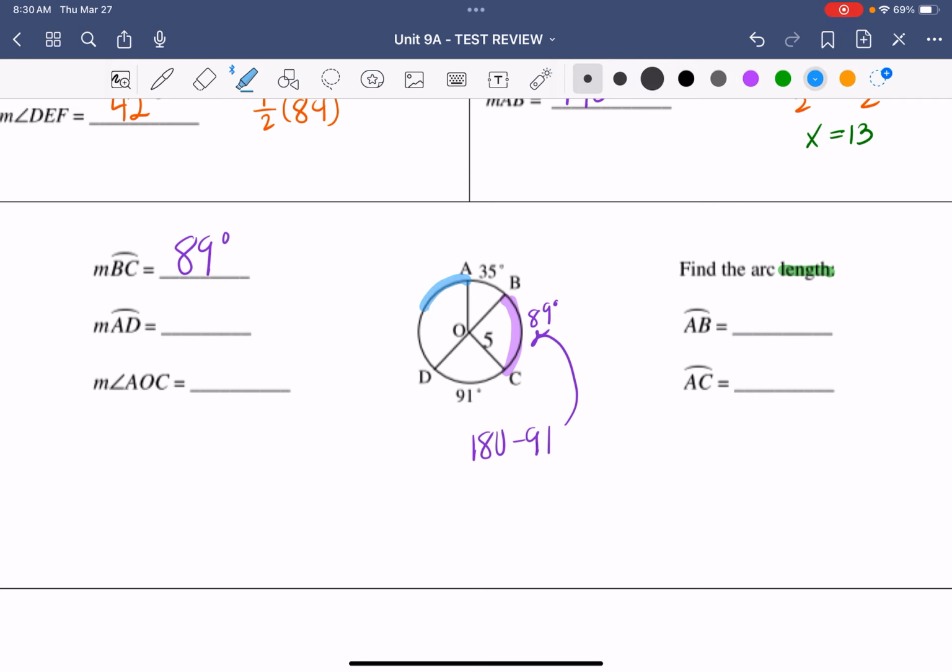Okay, now for AD. AD is this part. We can do the same thing. So this is a diameter. This half has to equal 180. So we're going to do 180 minus 35. And that gives me 145.